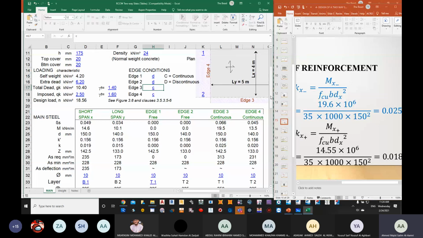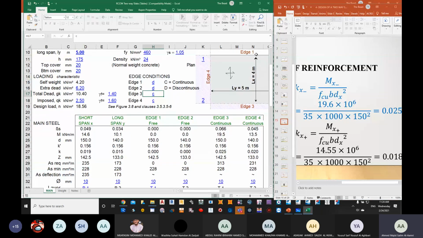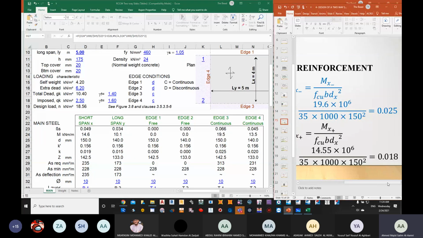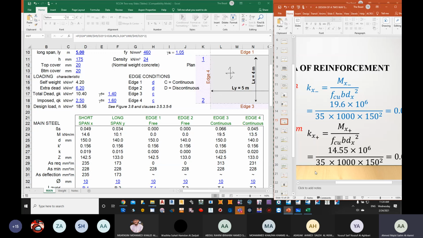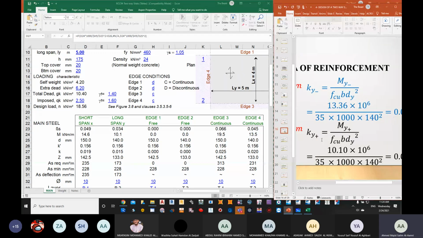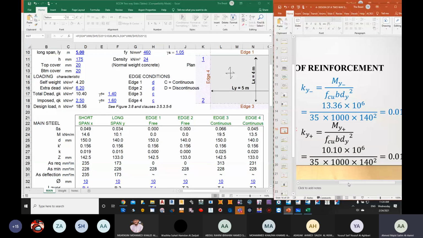So if you return to your figure once again, x has edge 1 and 3. Edge 1 is 0, and edge 3 is the negative part. So for edge number 3, we have a coefficient of 0.025, and the coefficient we have calculated is 0.025. What about x positive? X positive is for the long span. So your long span is going to be around 0.015. Here we have calculated it as 0.019, and we have calculated it as 0.018. This is for x.